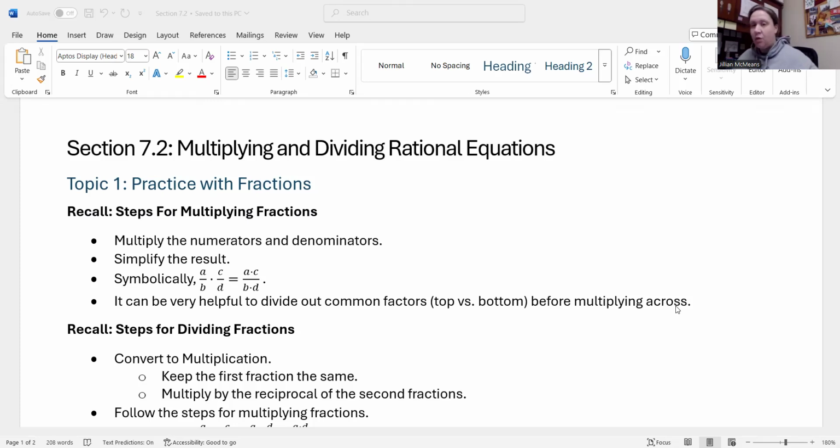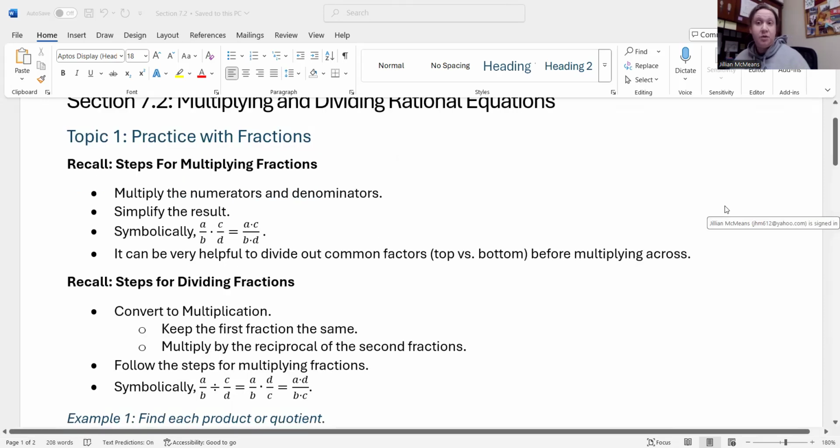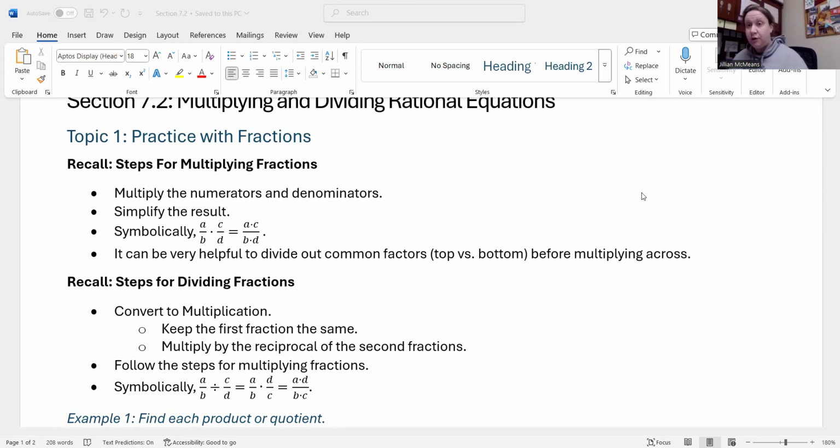Now, when it comes to dividing fractions, we need to convert it to multiplication. We technically don't know how to divide fractions, but we just learned how to multiply fractions. Now, you can't just willy-nilly change the division symbol to a multiplication symbol and expect the result to work out. It won't. So we have to compensate for that operation change. The way we do that is we keep the first fraction the same, and we convert division to multiplication, but we multiply by the reciprocal of the second fraction.